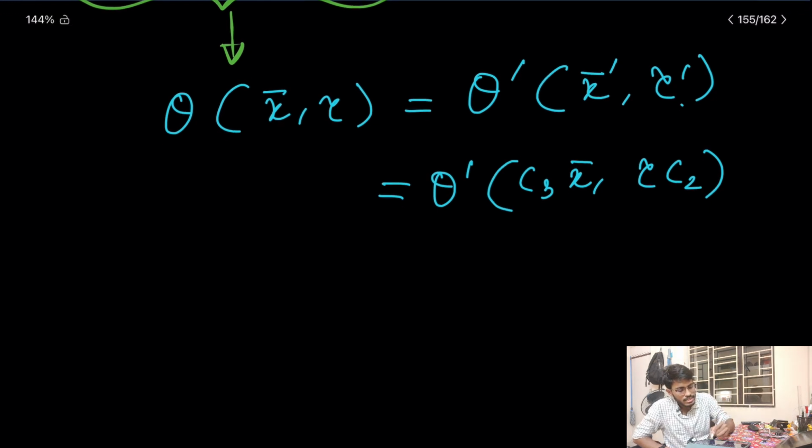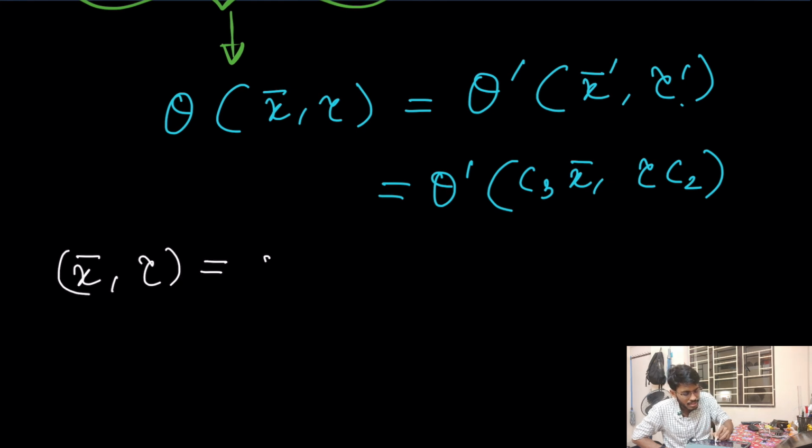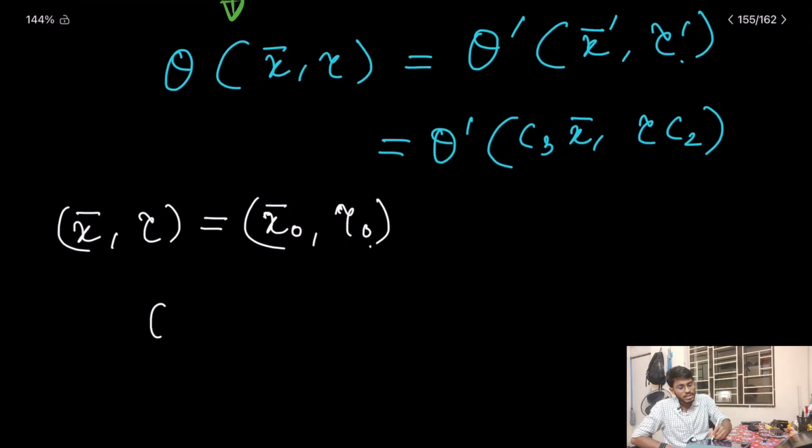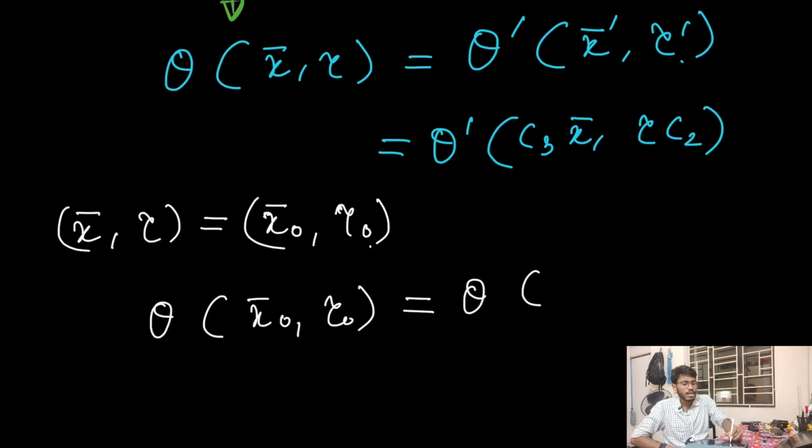so now see, if I am having a particular coordinate, that is x bar naught and tau naught in the x bar tau plane, and I measure my theta at this coordinate, that means that will be equal to the theta at this coordinate also. Okay, tau naught into C2.